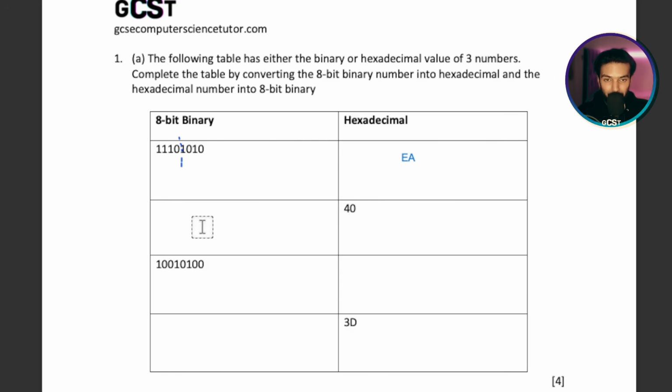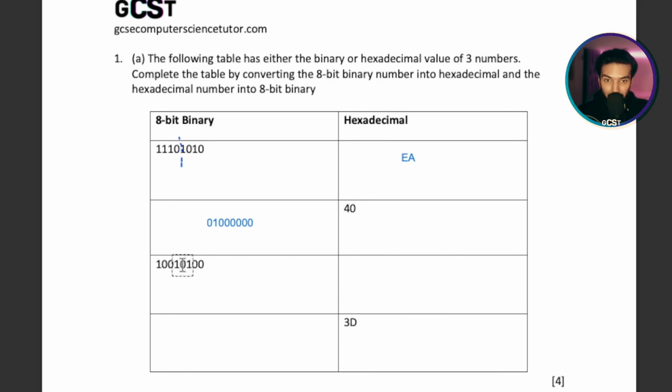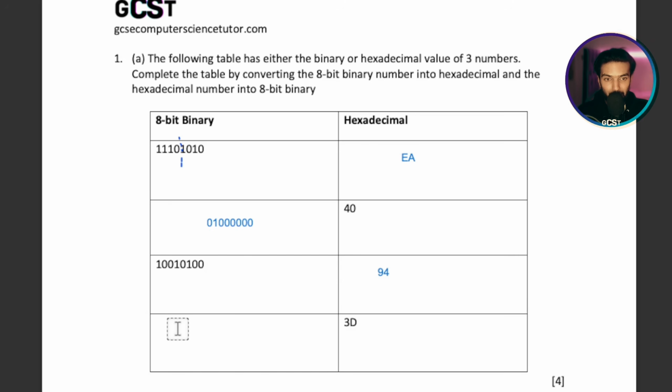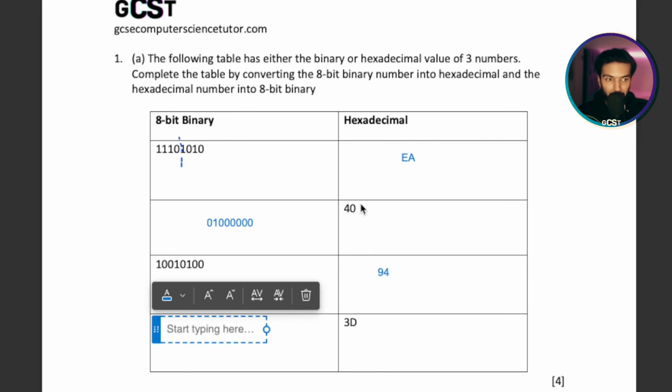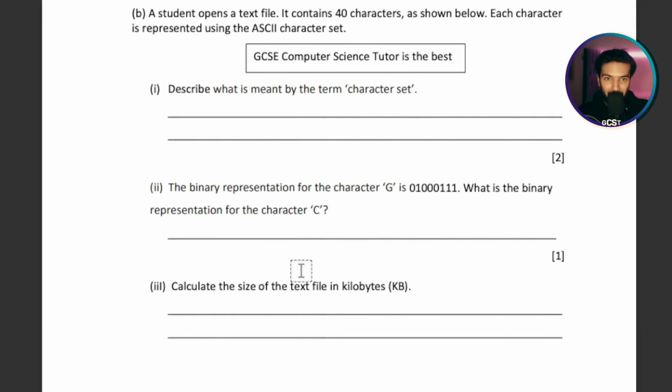For 40, you do the same thing, so the right side is going to be 0, 0, 0, 0, which is just 0, and the left is 0, 1, 0, 0, like so. Again, same thing here, split it, so you get 1, 2, 4 on the right, and 1 plus 8, which is 9, and for 3D, the left half is going to be 3, which is 0, 0, 1, 1, and the right side is going to be 1, 1, 0, 1. It's going to be 13, like so. Hopefully you were able to get this correct. Easy 4 marks. Now we have an interesting question.